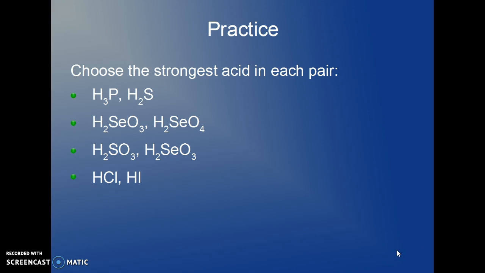So, draw the Lewis structures for these 8 compounds and choose the strongest acid in each pair. Turn off the video and check your answers when you come back. The boldened and yellow acids are the strongest acid in each pair of acids.